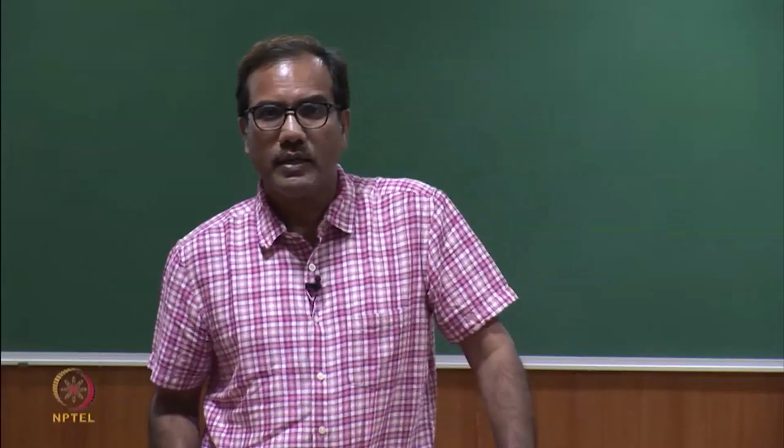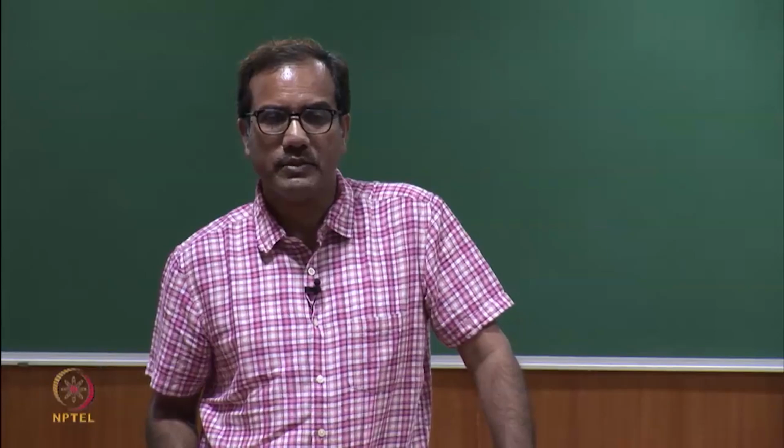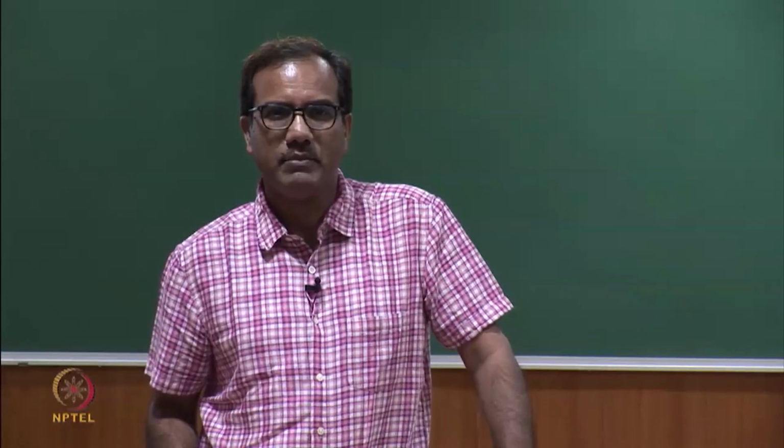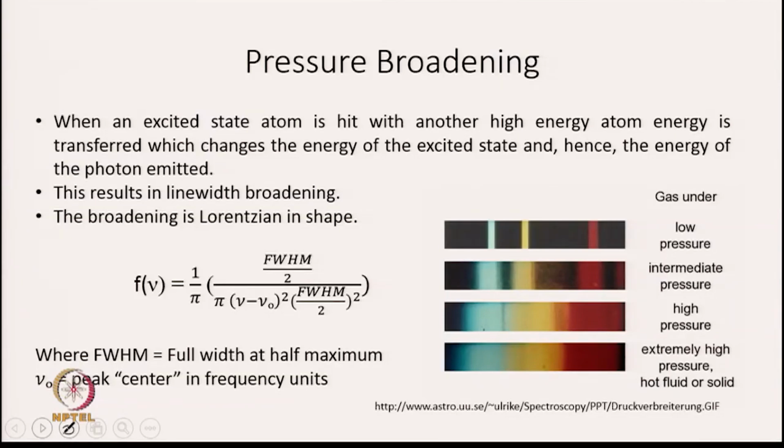Apart from Heisenberg's uncertainty principle and the Doppler effect, you have pressure broadening. The spectra can broaden due to pressure. When an excited state atom is hit with another high energy atom, energy is transferred which changes the energy of the excited state and hence the energy of the photon emitted, and this results in line width broadening. You can see here that the gas under low pressure will show this kind of spectra, whereas at intermediate pressure there is a broadening happening.